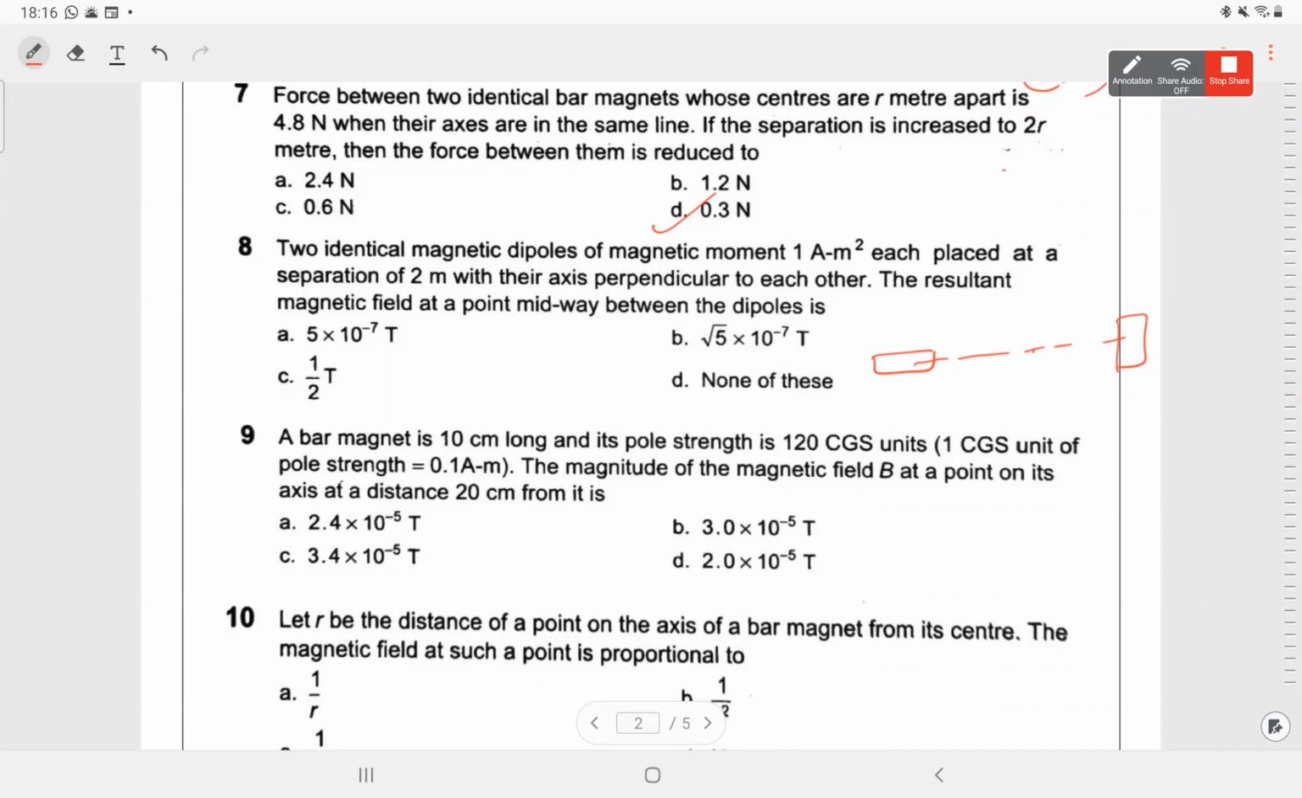Yes, question number 9: a bar magnet is 10 centimeter long. Its pole strength is 120 CGS. 1 CGS unit is 0.1 ampere into meter.